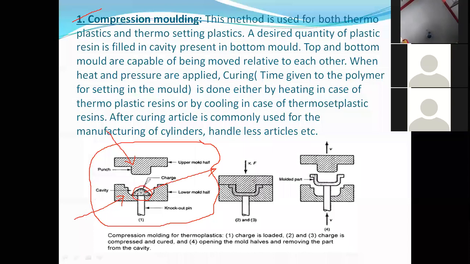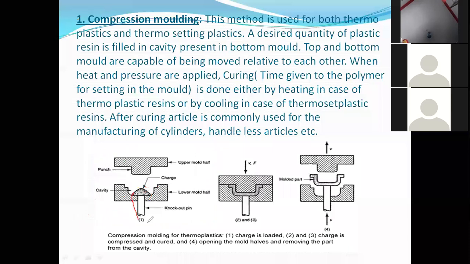Polythene precipitate is a charge. Bakelite precipitate is a charge. The raw plastic is what we call a charge. Now, what is a compression mold? A compression mold is a machine which contains two halves. One is the upper mold half, and another is the lower mold half. The two molds are connected with a knockout pin. The knockout pin is what I call the ejector pin. I'm repeating, it contains a knockout pin, and this is the knockout pin. The knockout pin is the ejector pin.